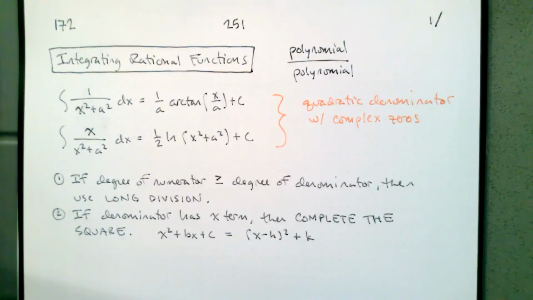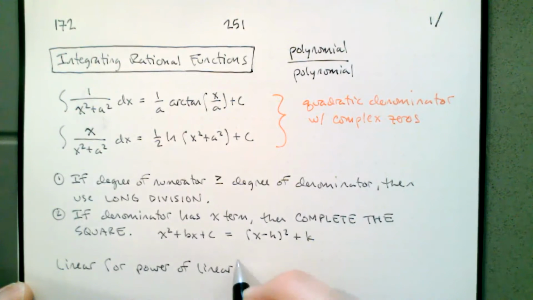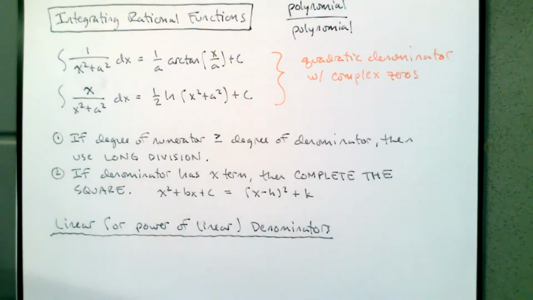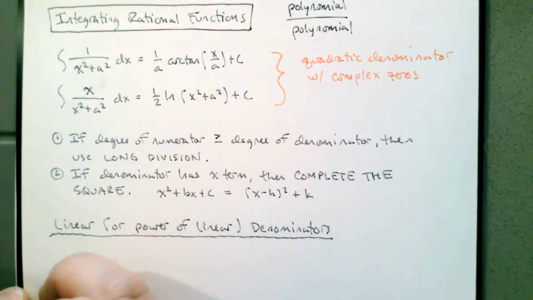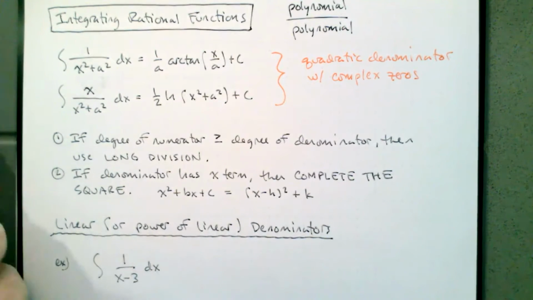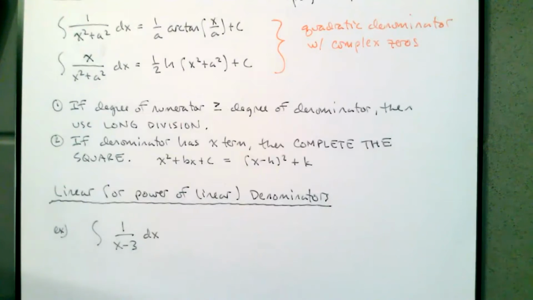The other part we need is what happens if we have a linear denominator, if it's just like a 1 over x. So what happens if we have a denominator that's not quadratic, but linear, or a power of a linear denominator? For example, if I wanted to integrate 1 over x minus 3 dx, the reason I save this one for after the quadratic business is that it's pretty simple. We're just going to do a substitution.